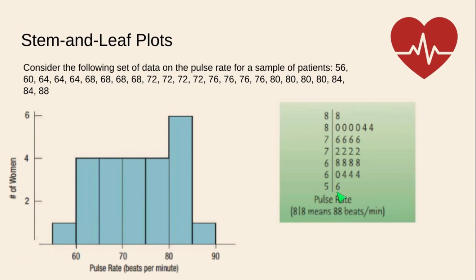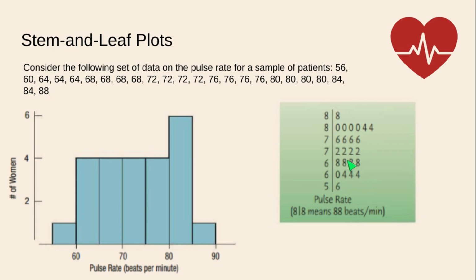5, 6. This corresponds with 56. The tens place is on the left, the ones place is on the right. Let's look at this row. This is a little more confusing, but you'll get it really quick, I promise. 6 is the tens place. Our next data value in the list is 60. And the value after that is 64, and there are 3 of them. So we have 60, and then 64, and then another 64, and then another 64.